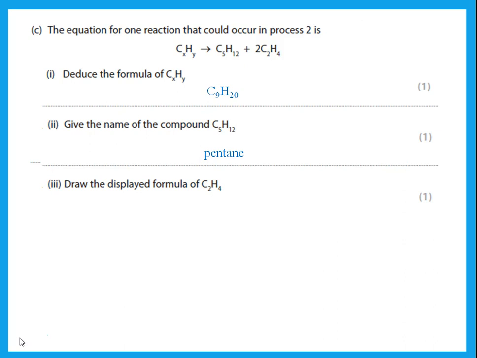Draw the displayed formula of C2H4. How do we draw C2H4? 2 carbons with 4 hydrogens. That means I have a double bond in order to make each carbon have a total of 4 bonds.